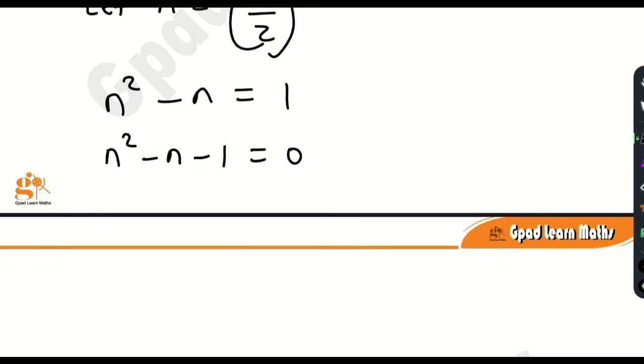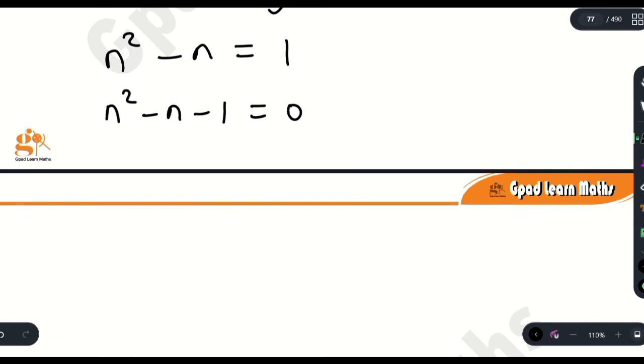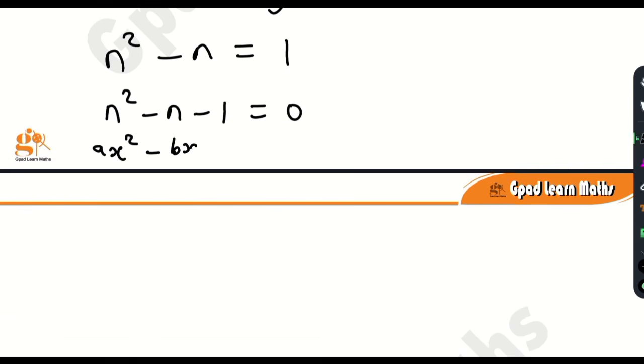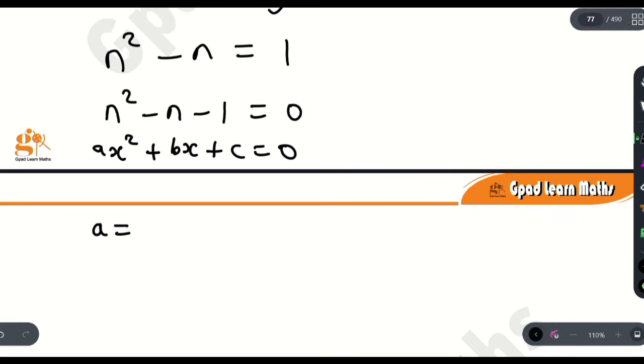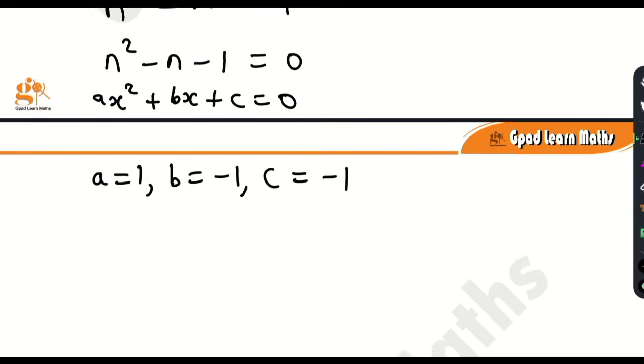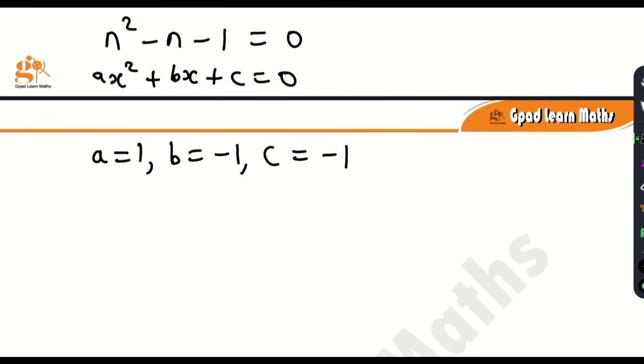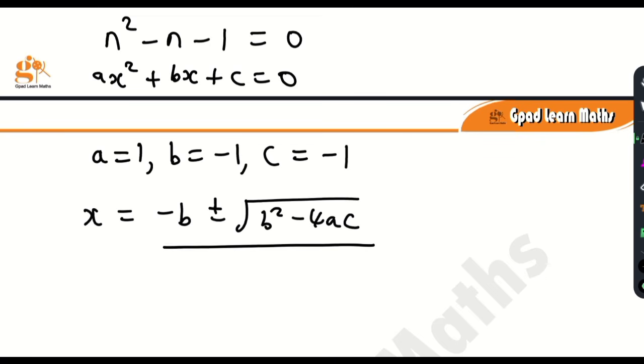So I can use the quadratic formula to solve this equation. If you compare it with ax squared plus bx plus c is equal to 0, you can boldly say that a is the coefficient of the leading term, which is 1, and b is the coefficient of n, which is minus 1, and c is the constant term, which is negative 1. So what's the formula? x is equal to minus b plus or minus the square root of b squared minus 4ac, all over 2a.